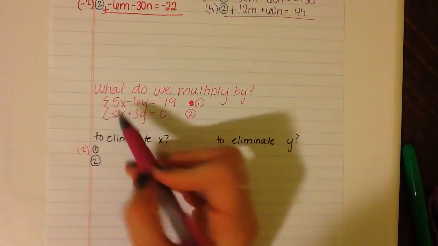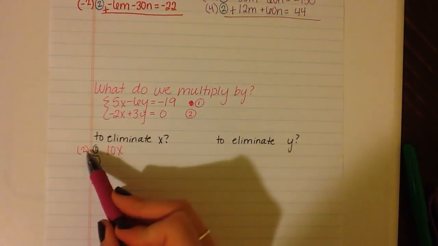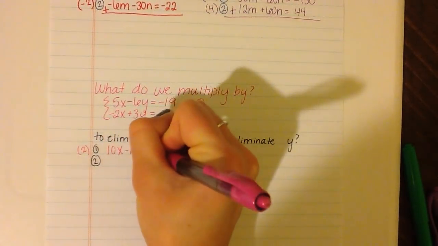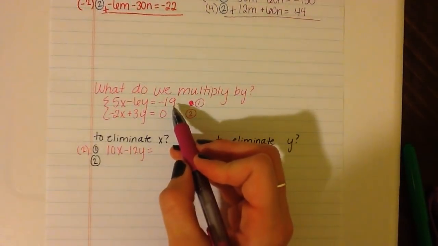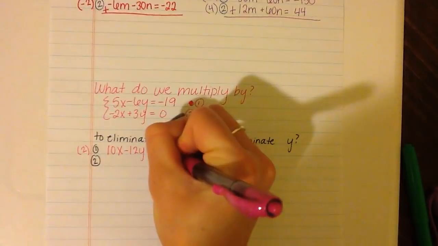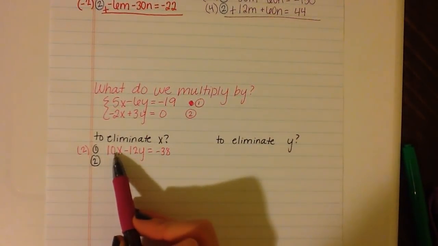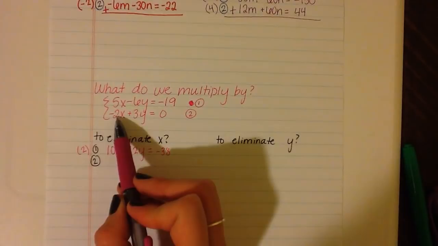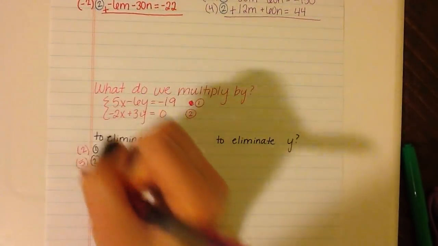2 times 5x is 10x. 2 times negative 6y is negative 12y. And that's going to equal 2 times negative 19, which is negative 38. Okay, so if this is positive 10, our second equation we want it to be negative 10. So we want it to be the opposite. So for negative 2 to be negative 10, we have to multiply the whole thing by 5.